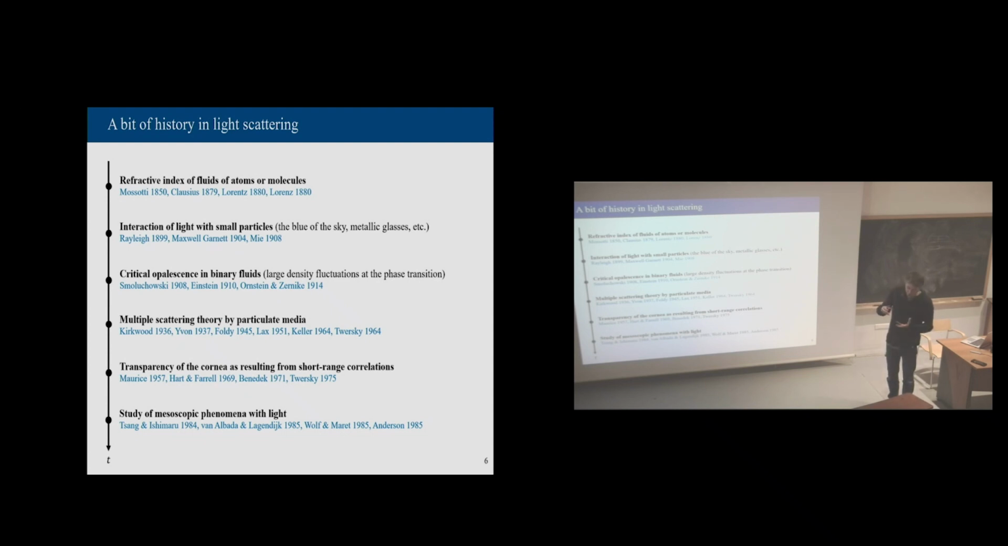Essentially, you have a mixture of two fluids, and the mixture is completely transparent at some temperature. As you increase the temperature, you experience a phase transition of second order, and at the phase transition, this mixture becomes completely opaque, like milk. And actually, what was shown in particular by Einstein in 1910 is that the scattering here is produced by those large density fluctuations that occur at the phase transition.